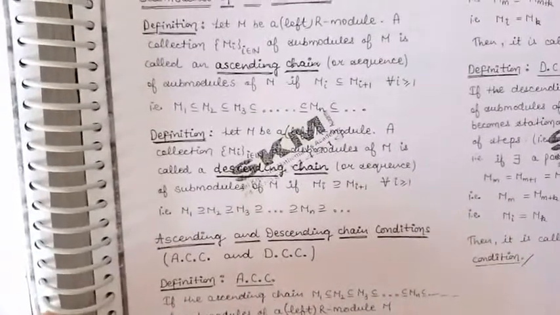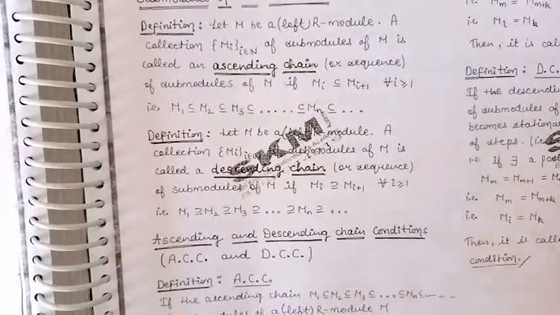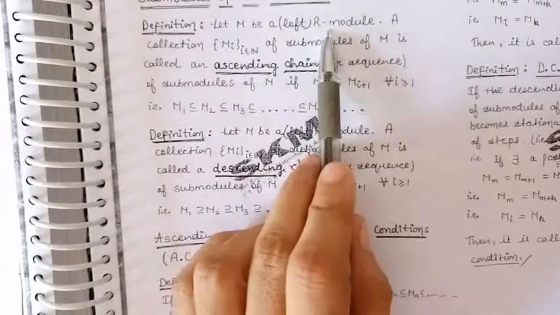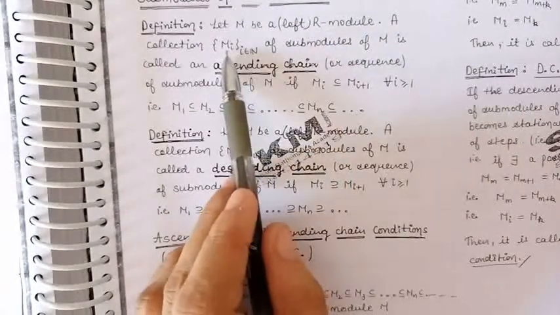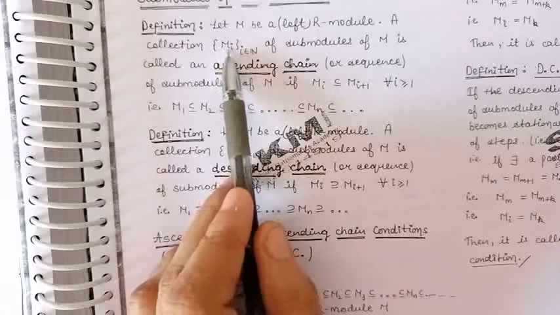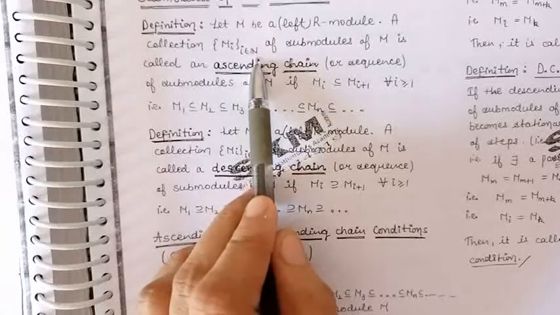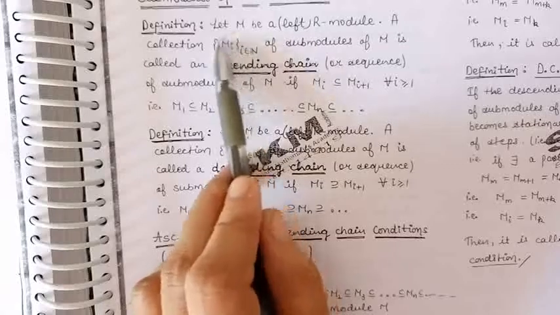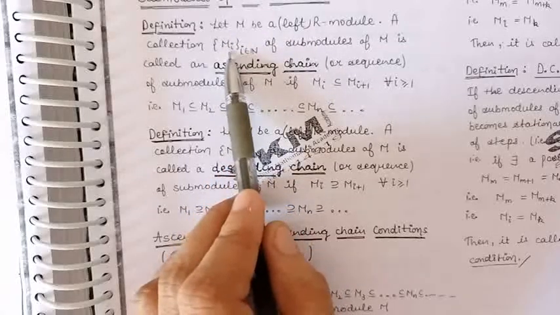Now our next topic is ascending and descending chain conditions. First of all, let us define what are ascending and descending chains of submodules of a module. First of all, we define an ascending chain of submodules of a module. So let us take M an R module and a collection denoted by Mi, i belongs to the set of natural numbers. This is a collection of submodules of M.